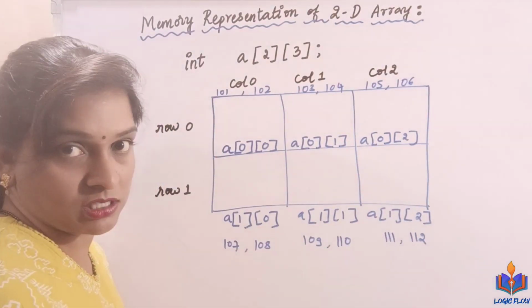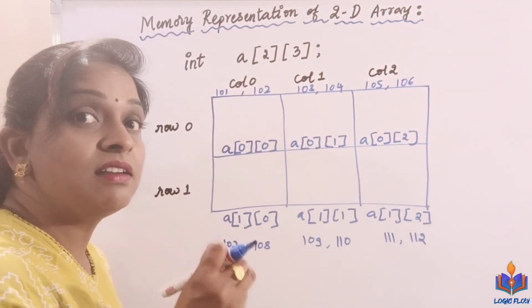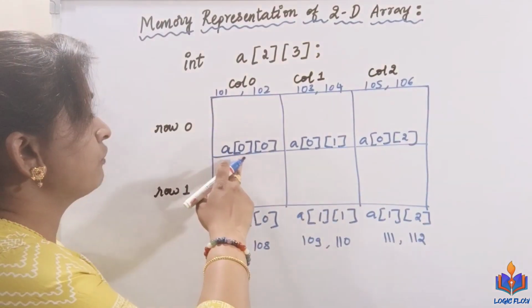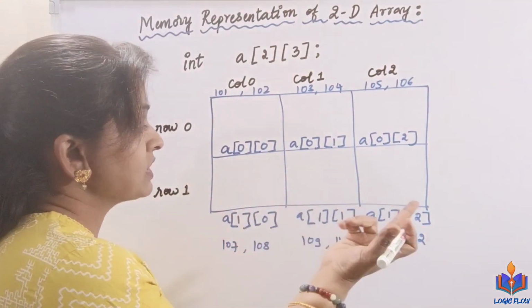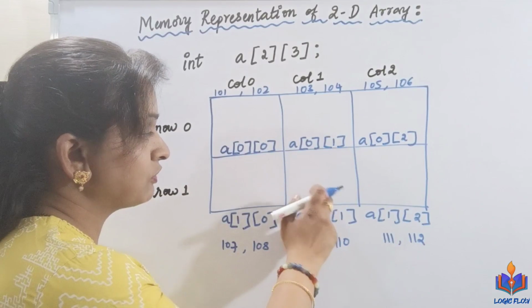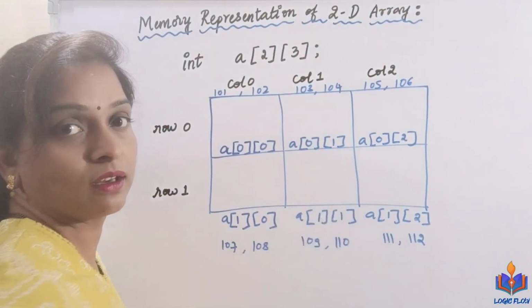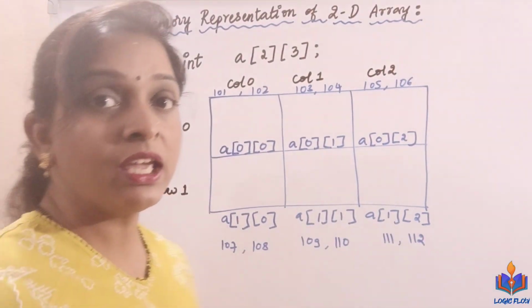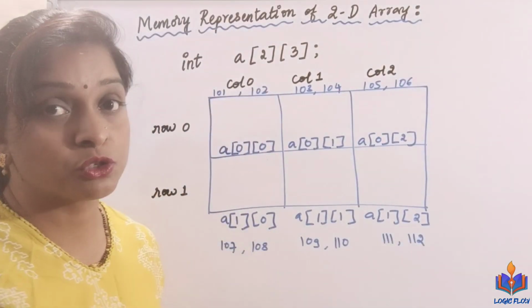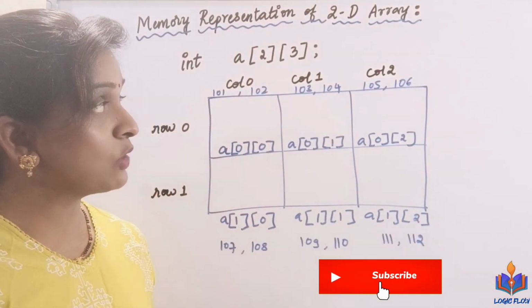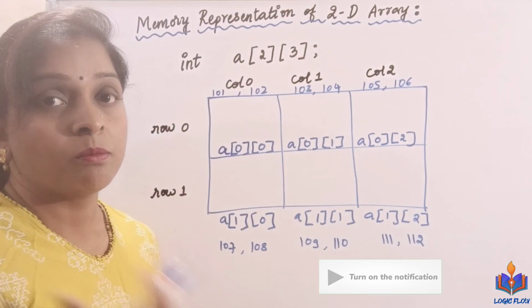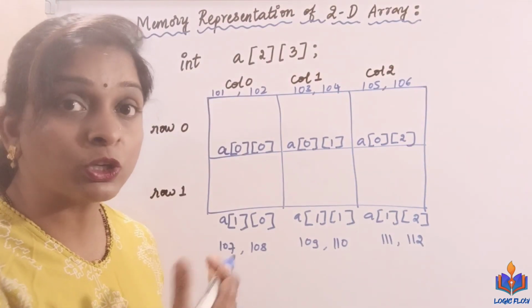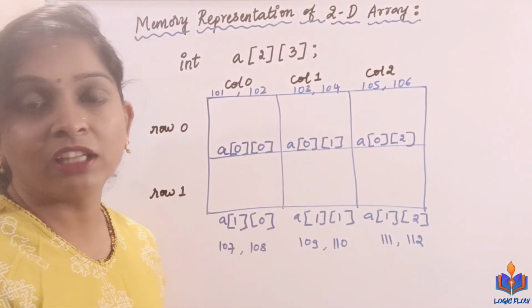That is the address. If I ask what is the index of the first element? It is A of 0, 0. What is the index of the fifth element? It is A of 1, 1. So this is how we refer to the elements of a 2D array. We have learned how the memory is allocated and how to refer to each and every element in the 2D array.